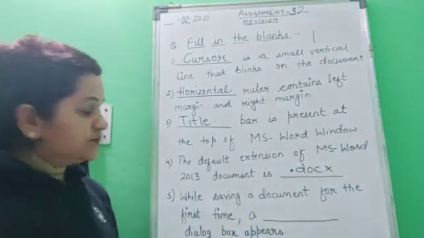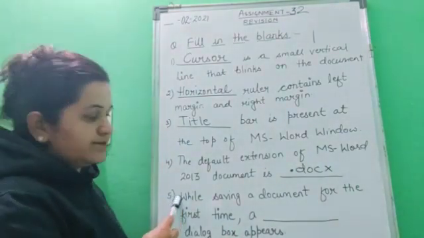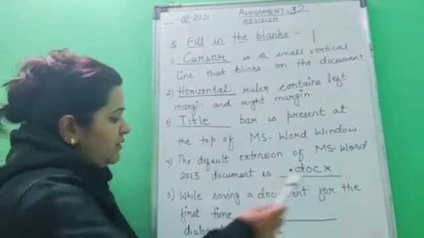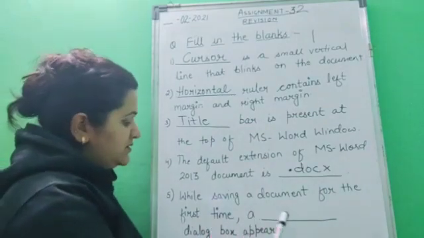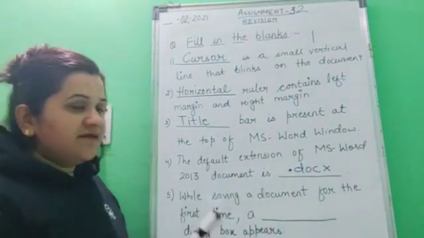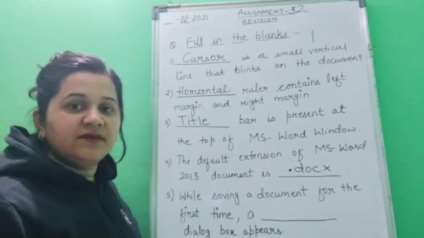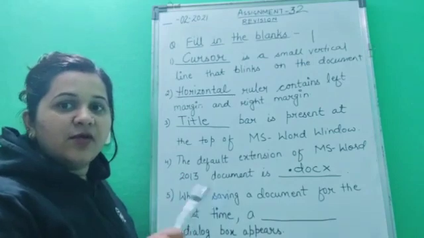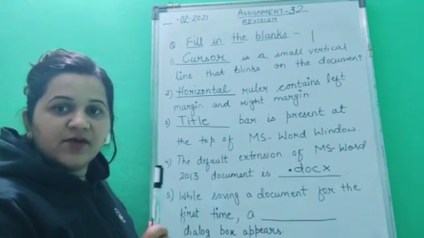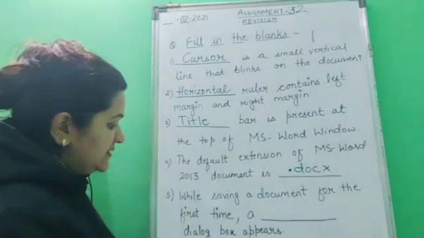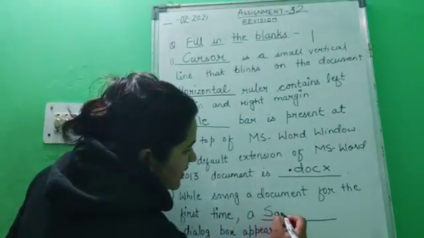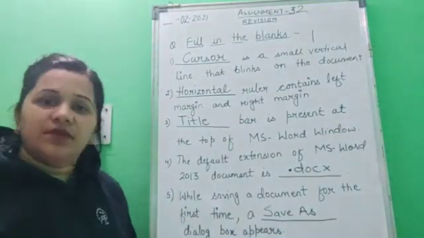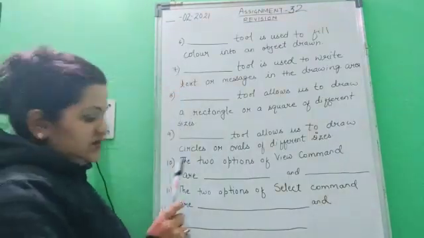Children, now 5th point. While saving a document for the first time, a dash dialog box appears. When we are done with the work on our document and we are supposed to save it, a dialog box appears. That dialog box appears when we click on what? Save as. It asks us whether we want to save the file with a name or not. Sure.